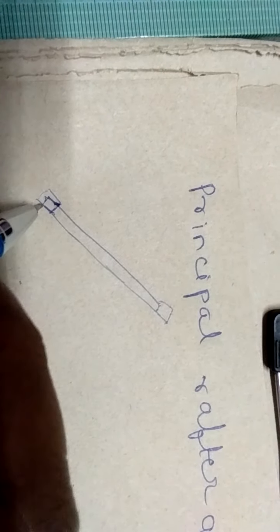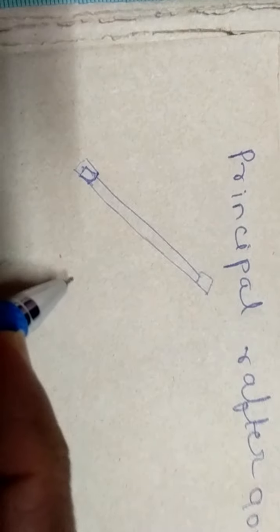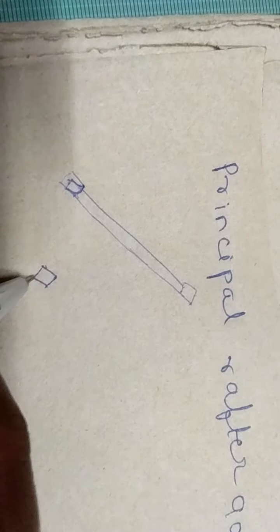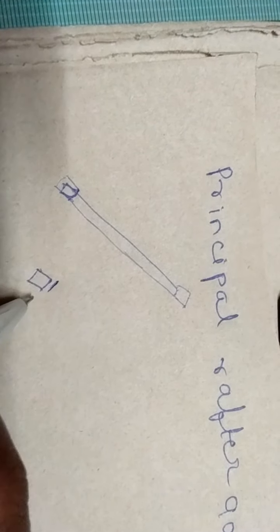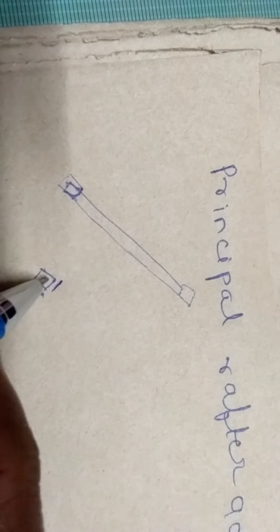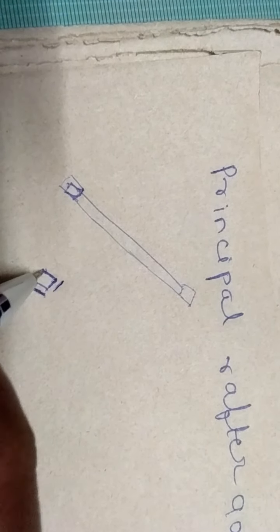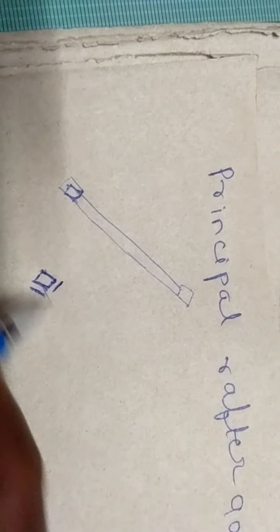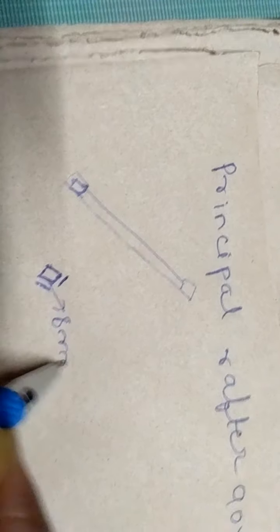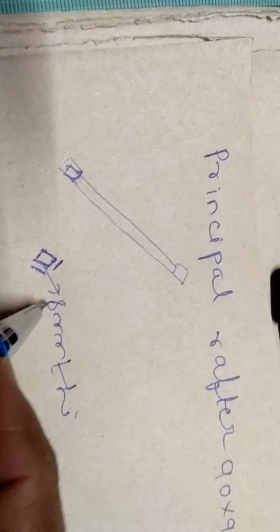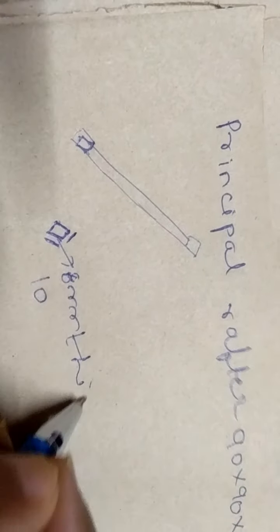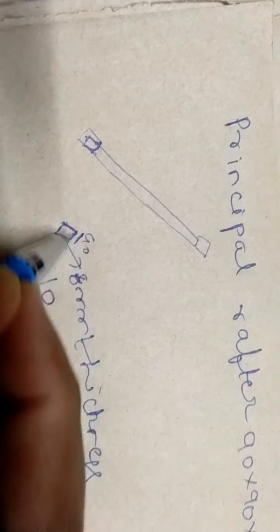So if you consider this as the section, I'll take it separately here, rectangle. So this is 90 mm, this is 90 mm, and the thickness is 10 mm, 10 mm we have taken. This is 90 in this manner and this is 90 here.